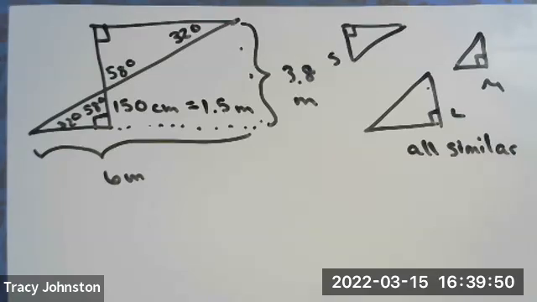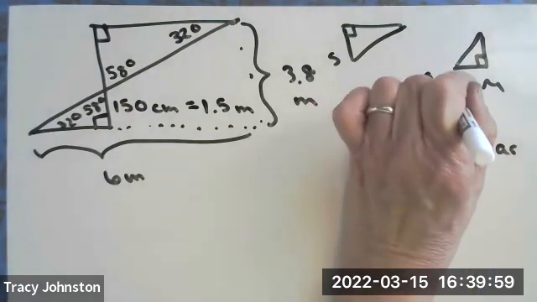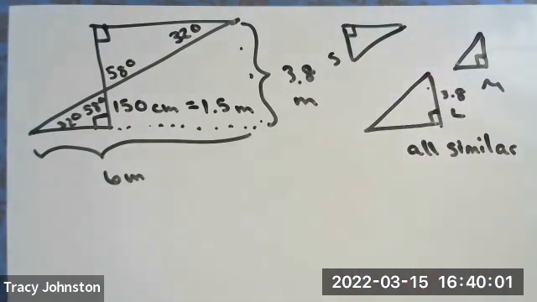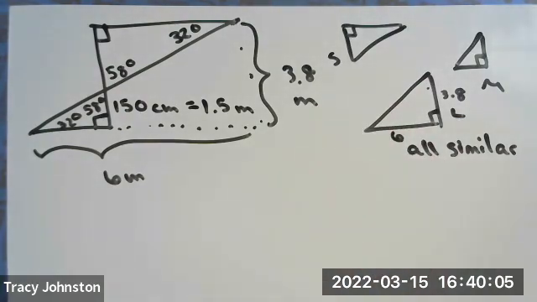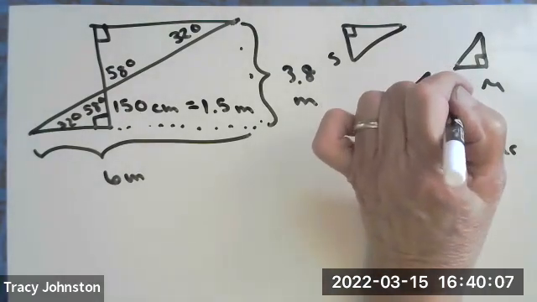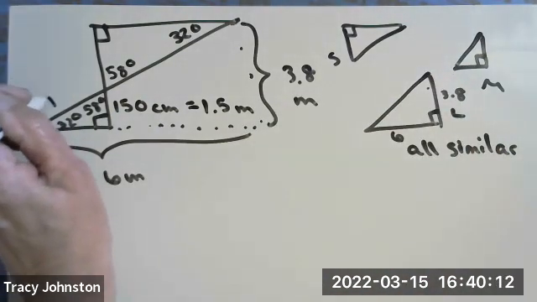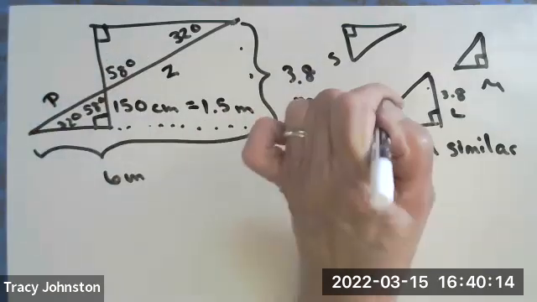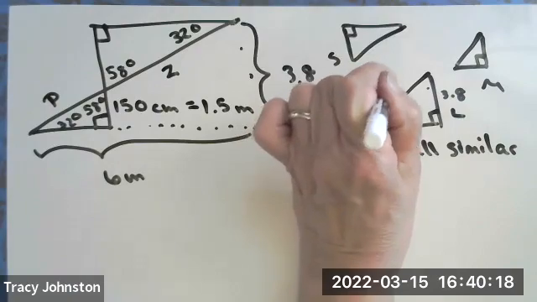And so when I look at these triangles, I say, okay, I've got a whole bunch of lengths I need to figure out, but let's label the ones that I already know. I know that this distance is 3.8 meters, and I know that this distance is 6 meters. And it has a hypotenuse that's broken up into 2 bits, so I will call them P and Z. And so this hypotenuse is that whole length there. This is P plus Z.